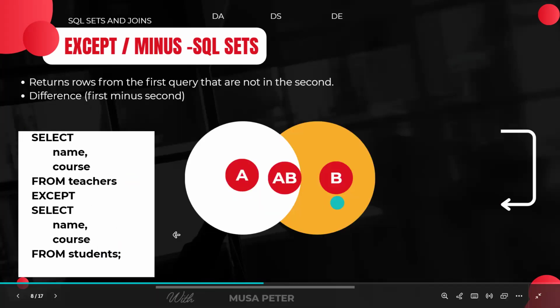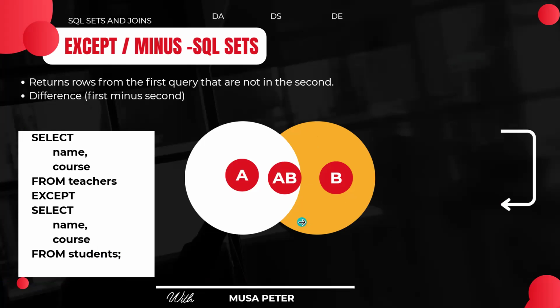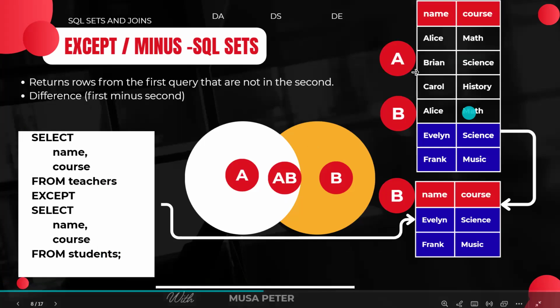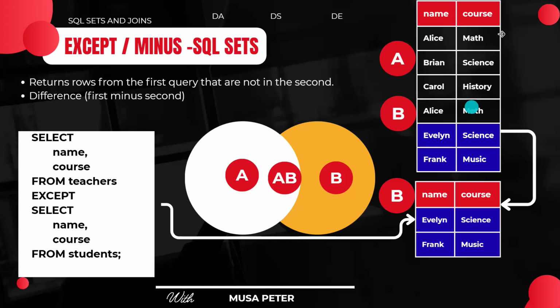And this is the Venn diagram. This is the representation. We are looking for the values that are specific to the teachers table, or even to the second table only. As you realized, Alice is appearing in both tables, so the output would not contain Alice. The output would only contain Evelyn and Frank, because these are the values that are only found within the teachers table and not found within the students table.